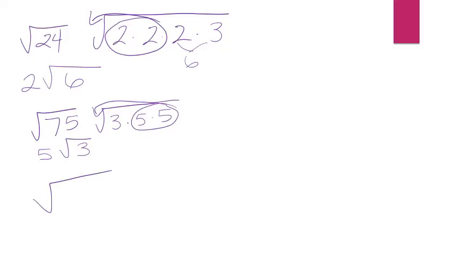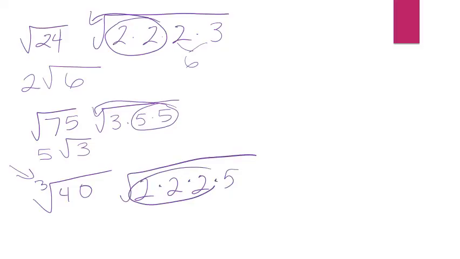Let's try one more with a cubed root. We have the cubed root of 40. All this cubed root does is say that there has to be 3 now instead of 2 in order for them to get out of the box. So let's look at the prime factorization of 40. It's 2 times 2 times 2 times 5. We have 3 2's, so they can go outside of the box. So now we end up with 2 times the cubed root of 5.